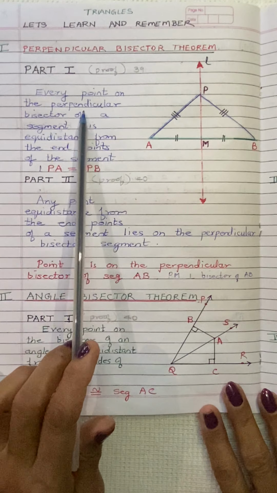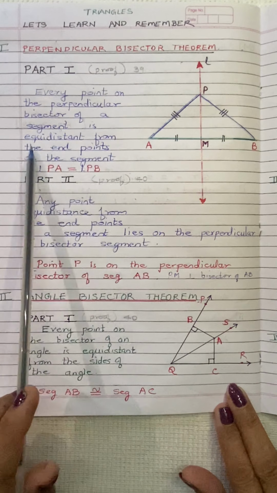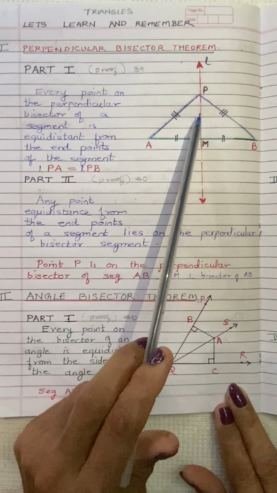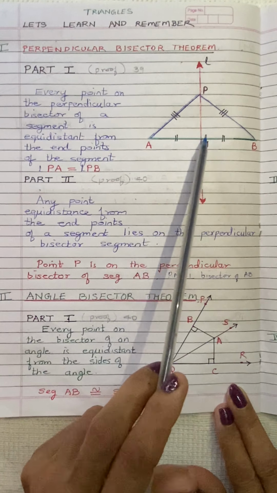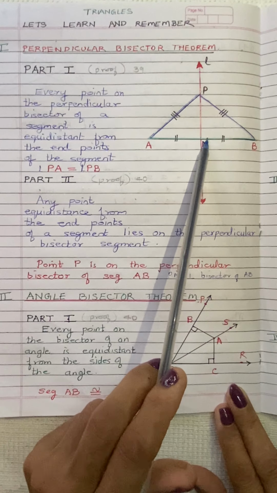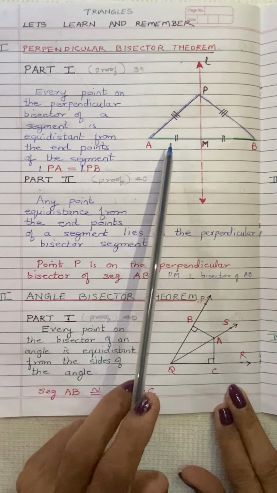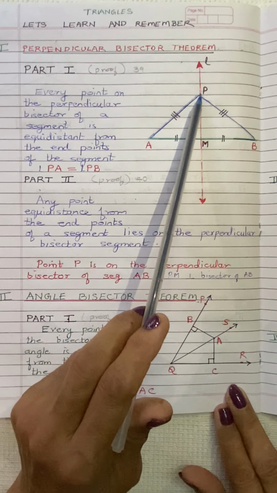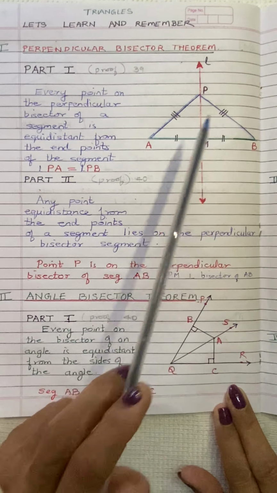Every point on the perpendicular bisector of a segment is equidistant from the endpoints of the segment. So anywhere I show a point on the perpendicular bisector, the bisector divides the segment into two equal parts and also makes an angle of 90 degrees. The endpoints of the segment are A and B, and if I join point P to A and B, this distance is the same. This is what the theorem proves.